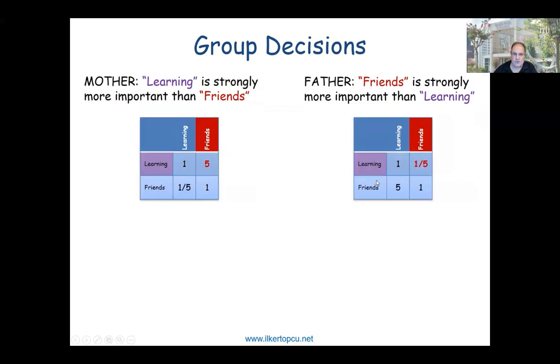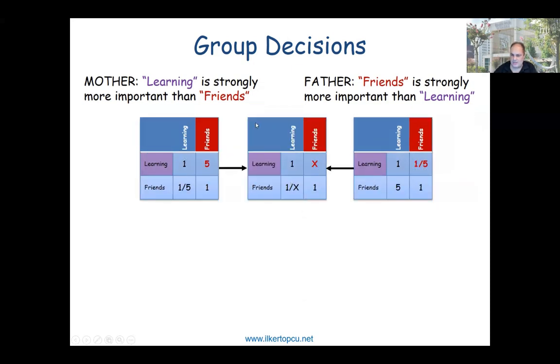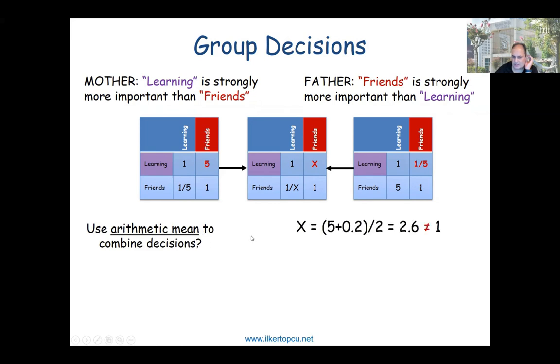Okay. So here, if you try to aggregate their judgments and have an aggregated pairwise comparison matrix, for X, we should have the average of 5 and 1/5. If you use the arithmetic mean here to combine these decisions, (5 + 0.2)/2 is 2.6. But as I said, it should be equal. You should have 1. But the average is 2.6, so it is wrong. Besides, if this is X, this should be 1/X. We talked about this. This is the reciprocal matrix.